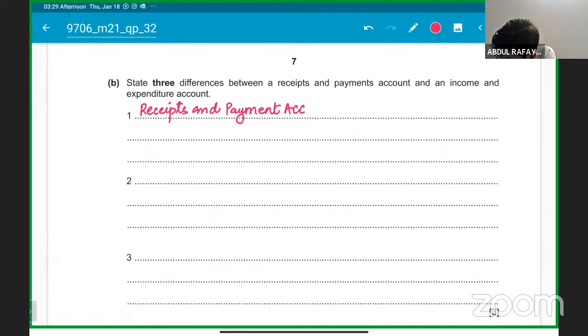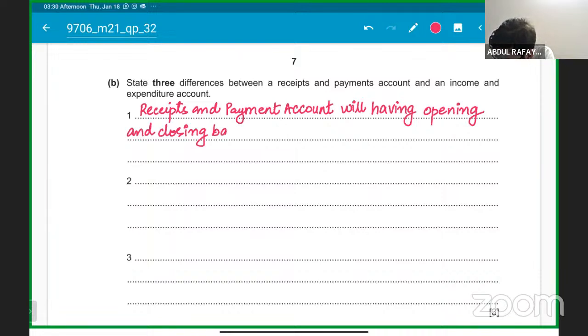The receipts and payment account will have the opening and the closing balances as well. So make sure you write a proper statement here. Receipts and payment account will have opening and closing balances of cash and bank. Everyone with me? Of cash and bank, while the income and expenditure account, everyone getting it?